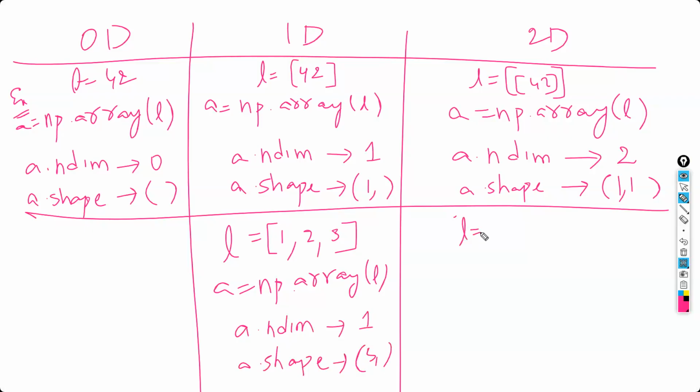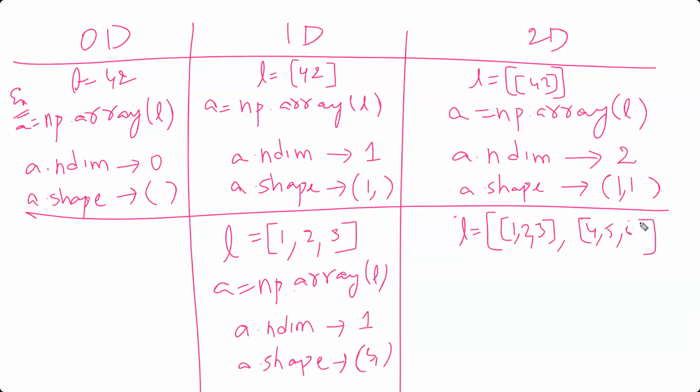Now L is equal to, I'm going to take the first row as 1, 2, 3. This is my first row. Row number 2 is equal to 4, 5, 6. This is row number 2. Here one one-dimensional array is there, but how many one-dimensional arrays are here? 2 one-dimensional arrays are there. This is a one-dimensional array, this is also a one-dimensional array. A combination of more than one one-dimensional array is called 2D.